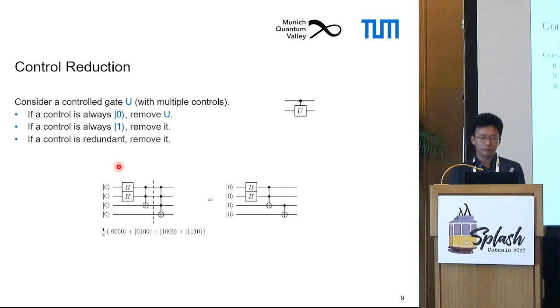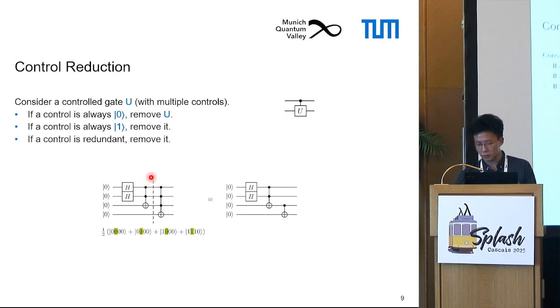Let's talk about a more complex case. So look at the state here, indicated by the dashed line. If you look at the first control, you will find this control could be either 0 or 1, because it gets 0, 0, 1, 1. So the first case cannot be applied. And the second case can also not be applied because it is not always 1, it could also be 0. The same reasoning applies to the second qubit. It could be either 0 or 1.